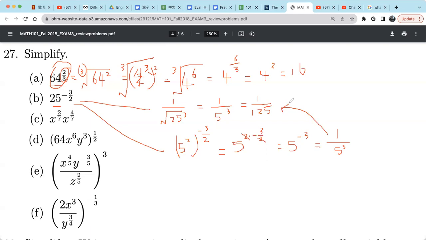So there are always different ways to solve a specific question or evaluate anything. You just pick one you feel comfortable with, okay?